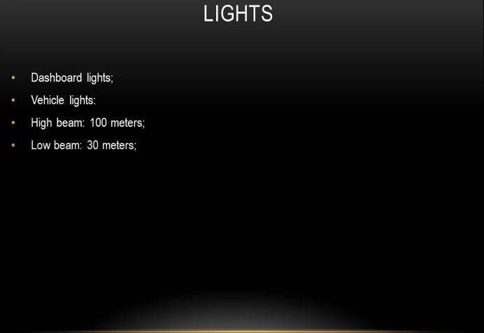Now for lights. So we have dashboard lights, which range from red, orange, and green. Then we have vehicle lights, which can be high beam, which lightens up to 100 meters. Then we have low beams, which lightens up to 30 meters of distance. Then we have parking lights, which lightens on the sides of the car itself.